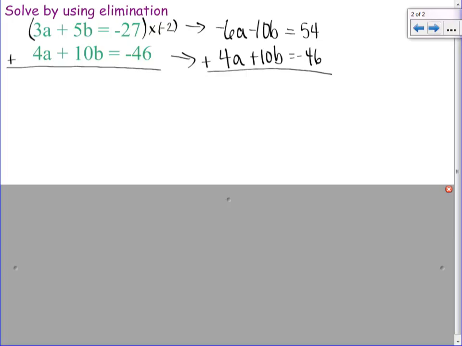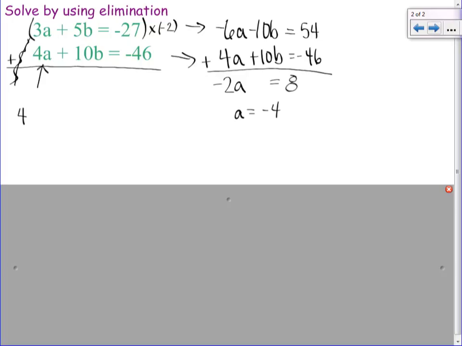So when we add straight down, how many a's do we have? -2. This is gone. And what goes over here? 8. Okay, so that means a is equal to -4. Again, not our answer, but part of it, because we need 2 numbers for the coordinate. Okay, so we need to take -4, and you can substitute it into any of the equations up here. Okay, it doesn't matter which one. So the bottom one? Yeah.